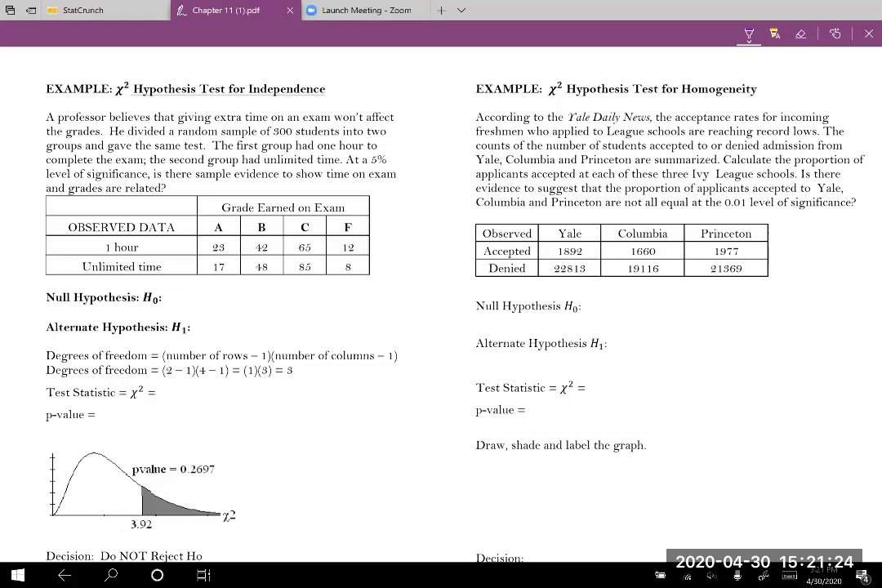So here's the data. Students got A's, B's, C's, and F's. People that had 1 hour, these are their grades: 23 got A's, 42 got B's, and so on. And people who had unlimited time, 17 of them got A's, 48 got B's, 85 got C's, and 8 got F's. For the null hypothesis, we assume that they are independent. So we're going to say grade and time are independent.